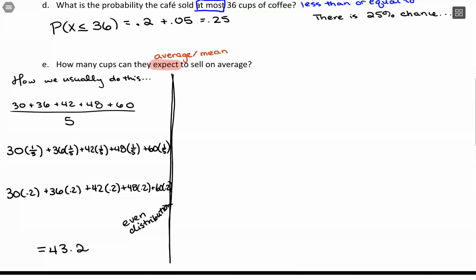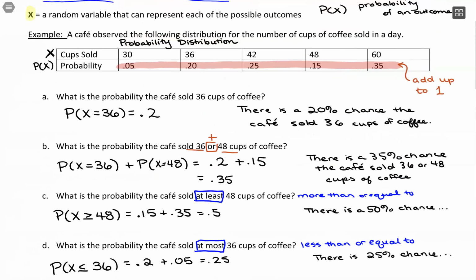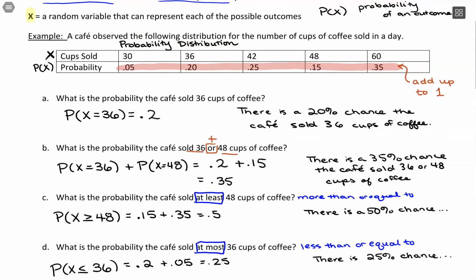So, and that works with all of the means we've done so far. It's always been this even distribution. But what's happening in this section is now we don't have an even distribution anymore because of those probabilities. What these probabilities tell me is how to weight the values, meaning we see an outcome of 30, but that only happens 5% of the time, which is not very often.